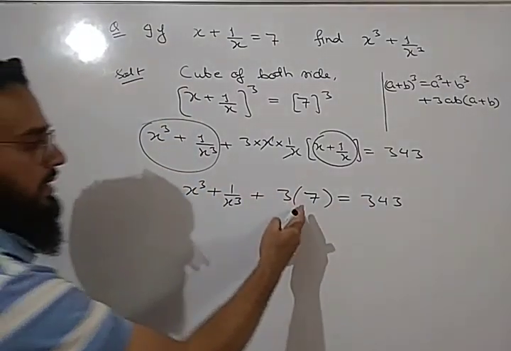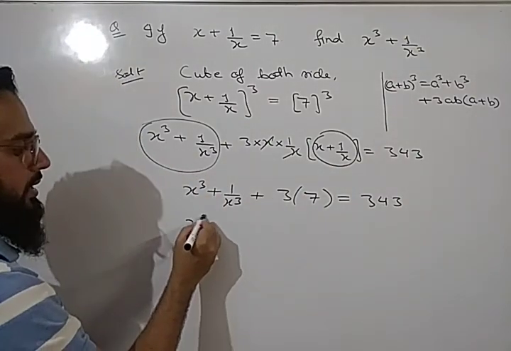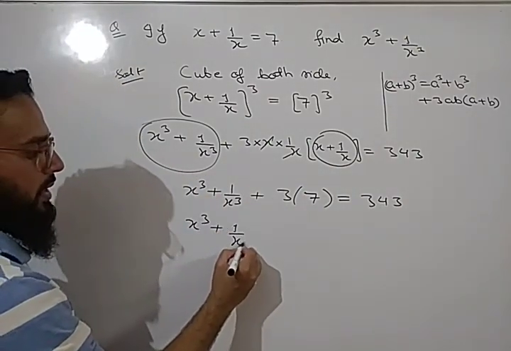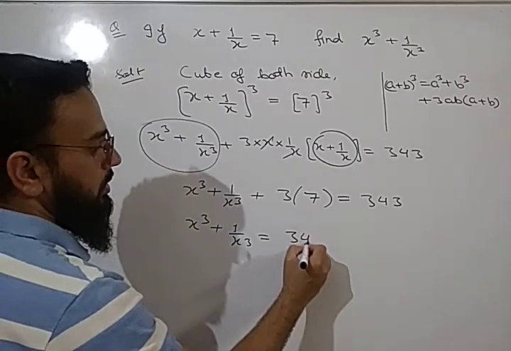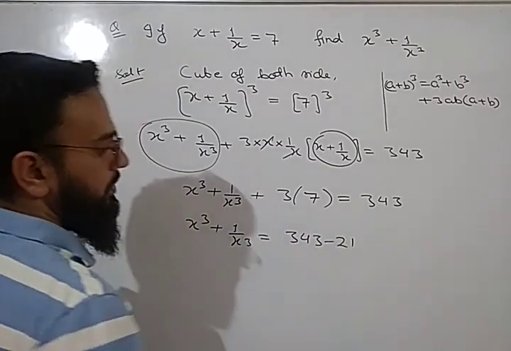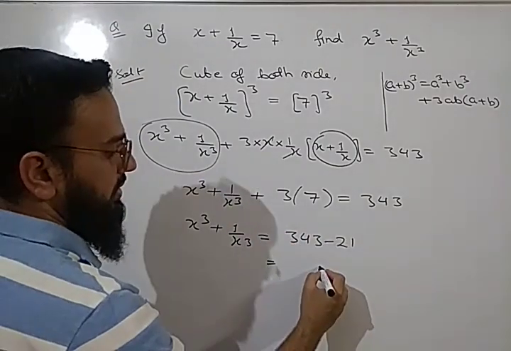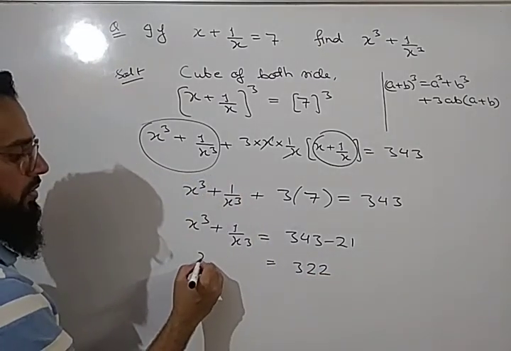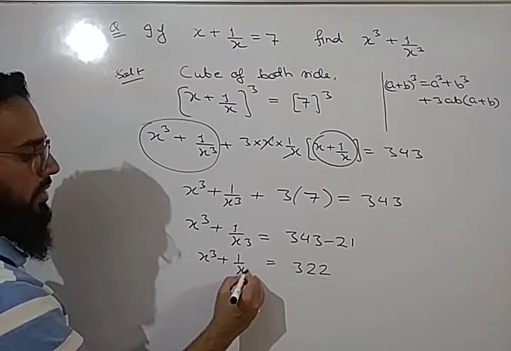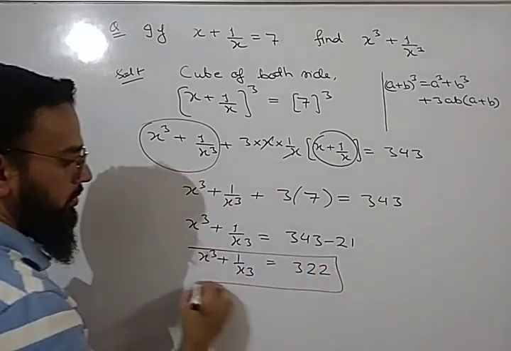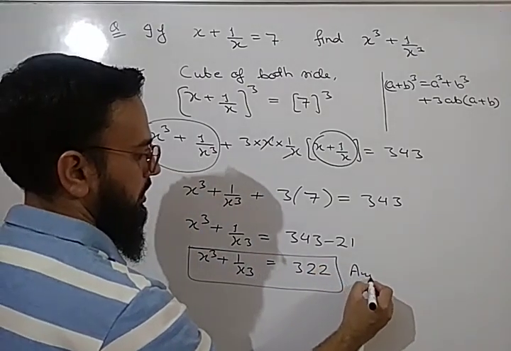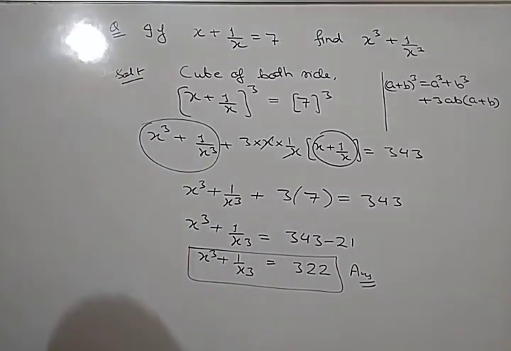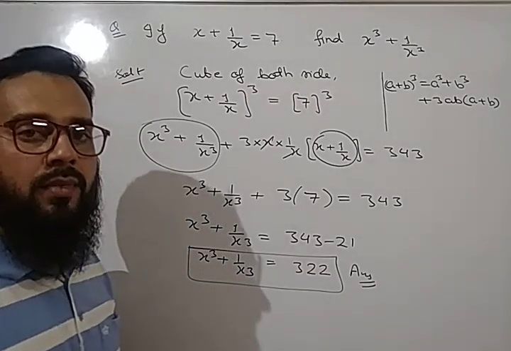Okay. Now taking this term to the right hand side, we will get x cube plus 1 upon x cube is equal to 343 minus 21. So it will be 3 minus 1 will be 2, 4 minus 2, 2, it will be 322. So the value of x cube plus 1 upon x cube is equal to 322, and this is our answer. Clear?